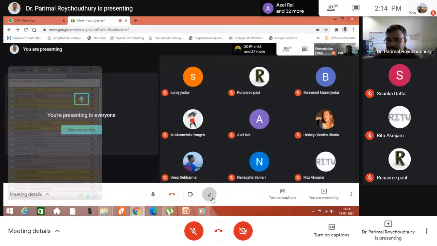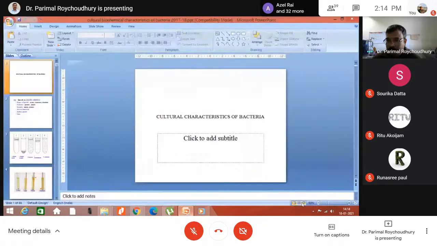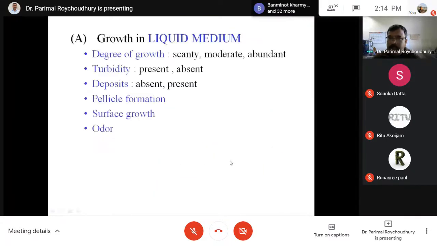So, if you can remember what we talked about earlier, these cultural characteristics involve studying the growth of the bacteria in liquid media, that means in the broth, as well as in the solid media. In the liquid media, we generally look for some specific characteristics if they are present.